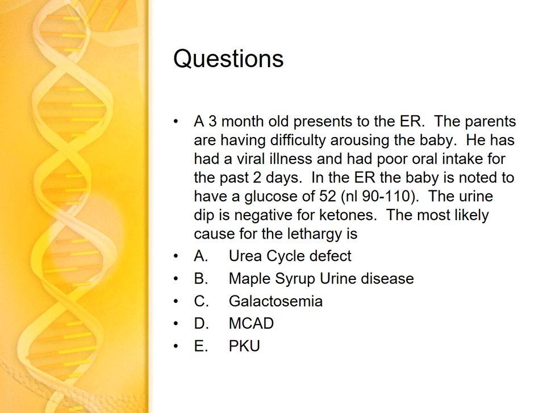So a 3-month-old presents to the emergency room, the parents having difficulty arousing the baby. He had a viral illness and poor oral feeding for the past 2 days. In the ER, the baby was noted to have a glucose of 52. The urine dip was negative for ketones. The most likely cause of this lethargy is urea cycle disorder? Well, you probably don't have enough information here to say that. Or maple syrup urine disease, galactosemia, MCAD, or PKU. And the correct answer is MCAD. And this concludes this module.